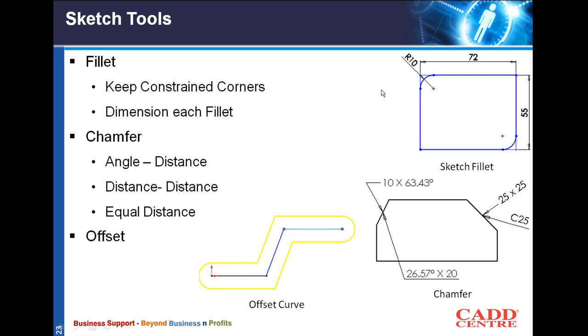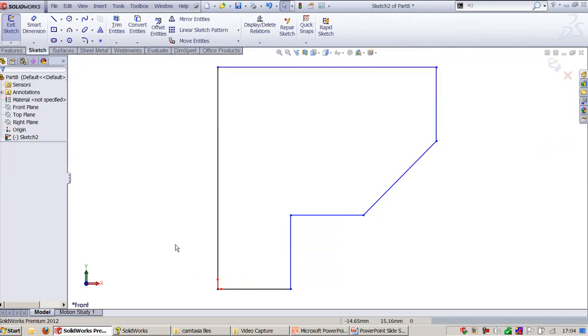And this picture will give you an idea about how the fillet is dimensioned and how the chamfer is shown for a sketch. Here you can see distance into angle, once again angle into distance, and here you can see distance into distance, and it is showing the equal distance, that is, distance to distance will be the same, and it can be represented as C25. And for offset, one single straight entity is offset using the offset command. Let's see these three commands in SolidWorks.